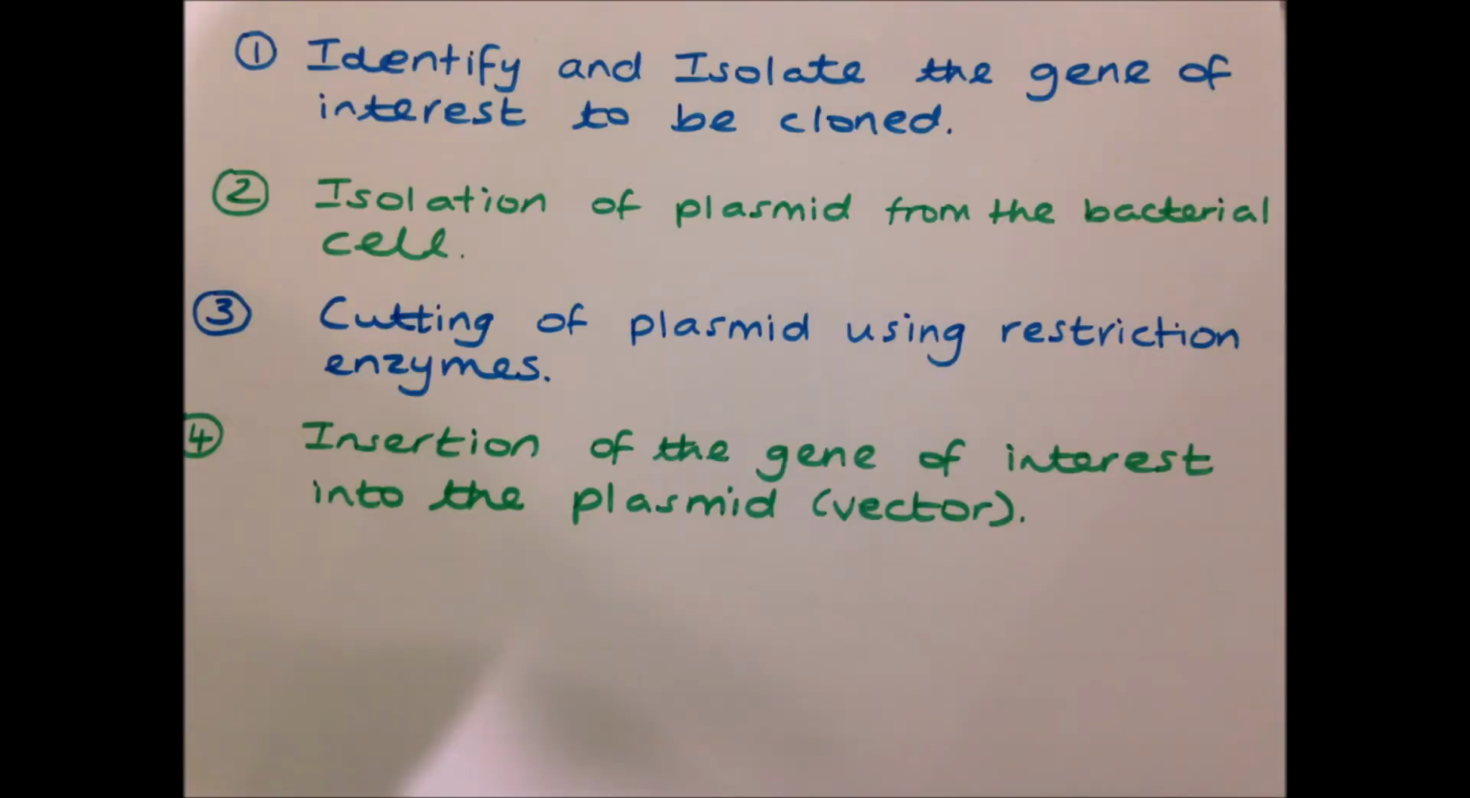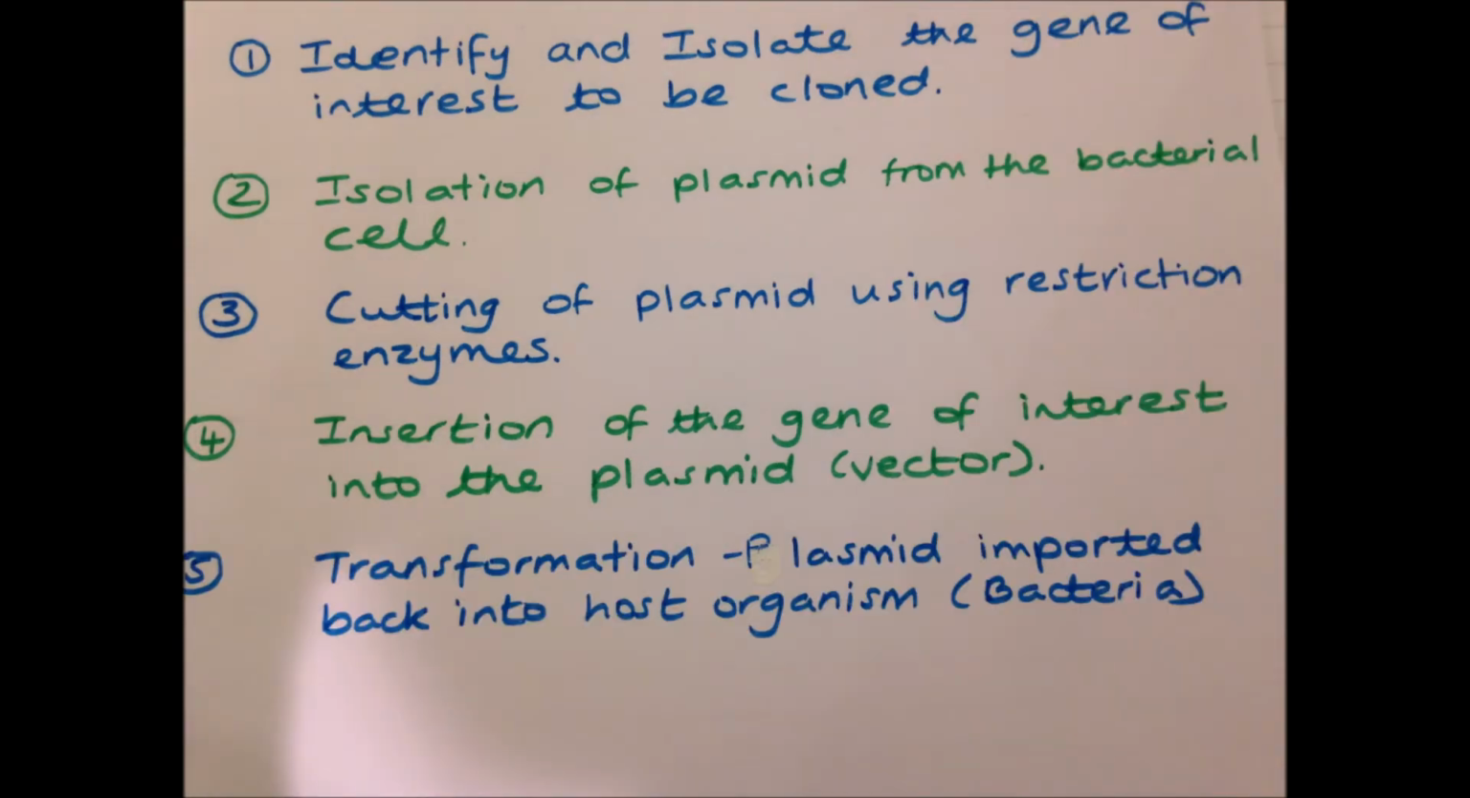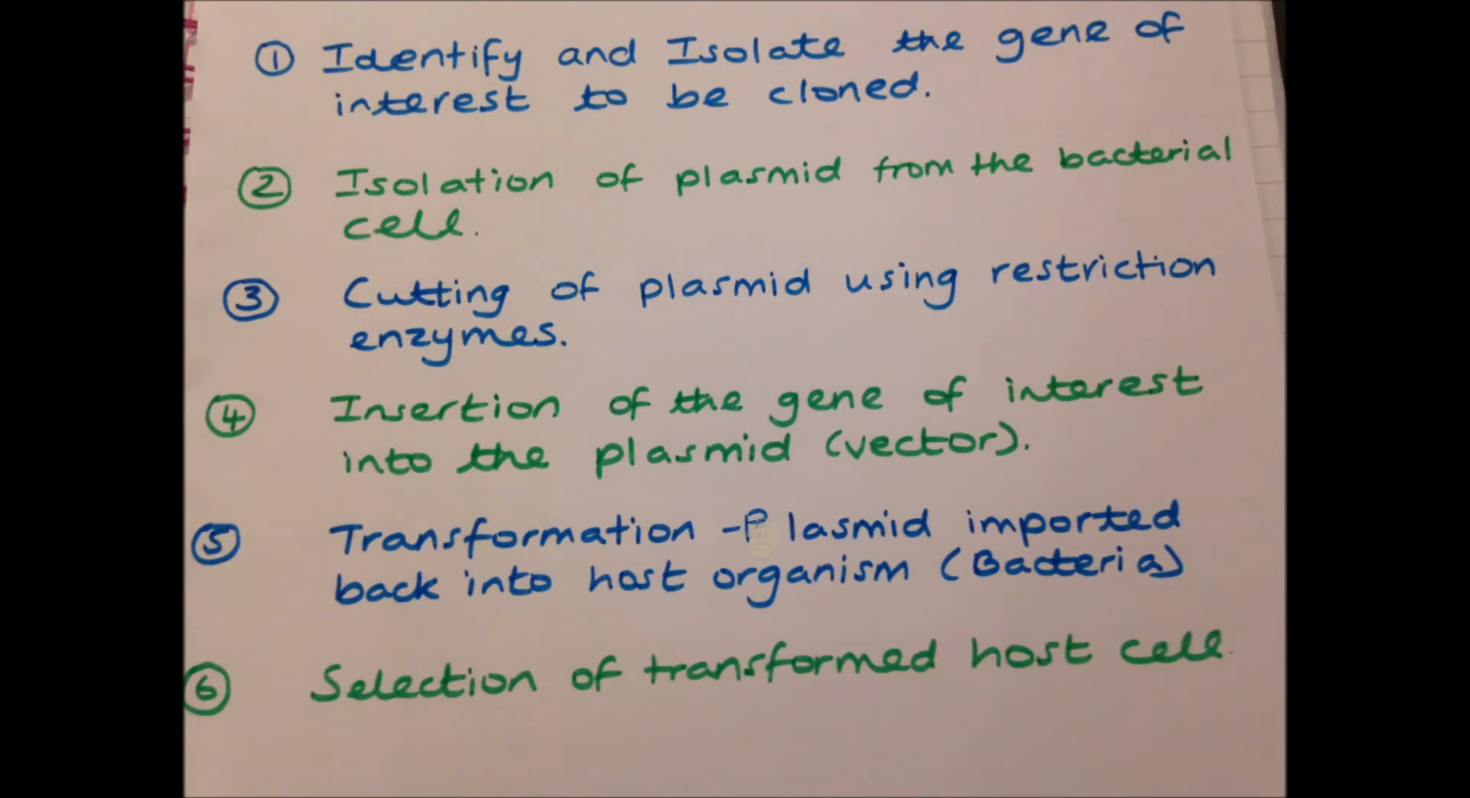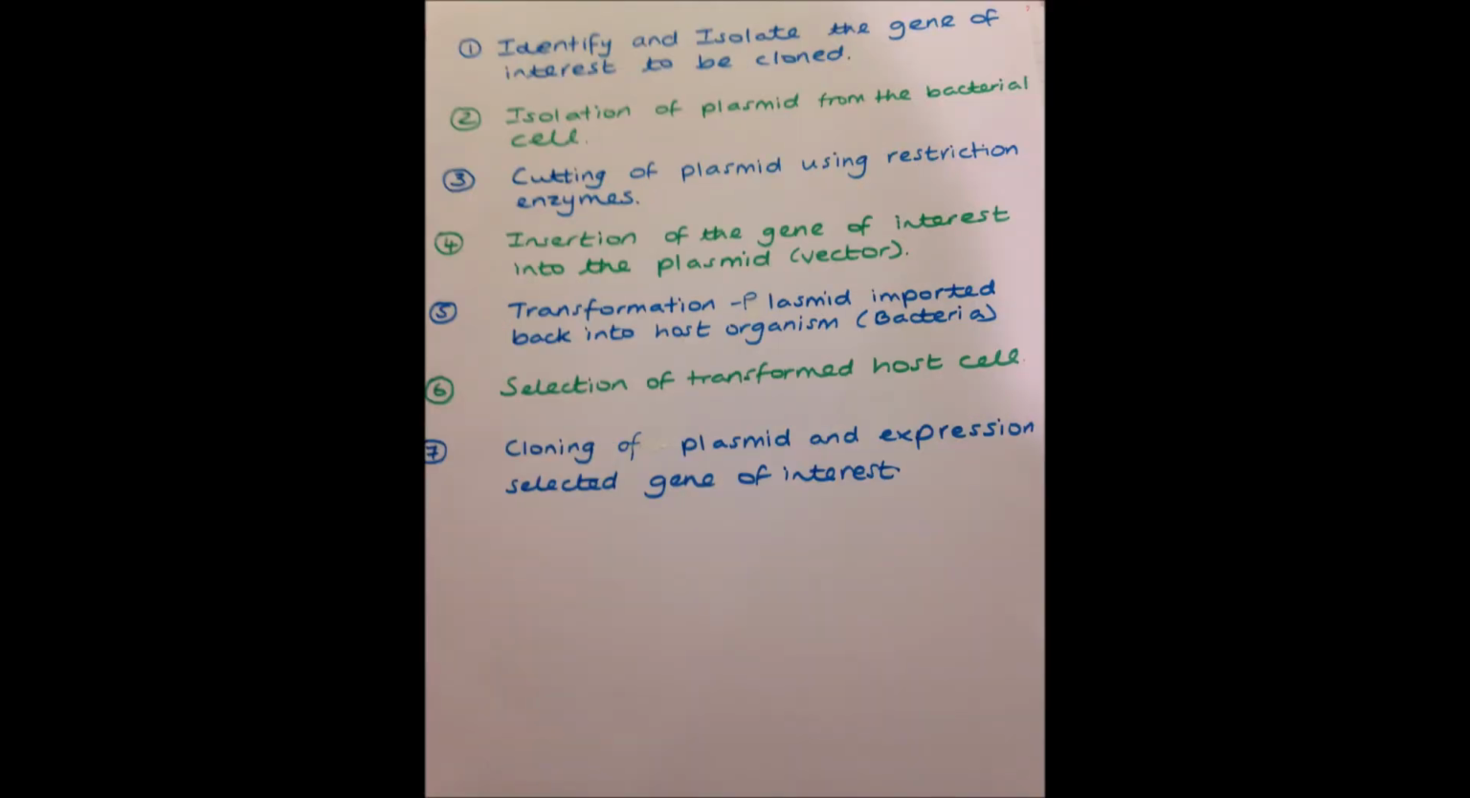Insertion of the gene of interest into the plasmid vector. Then, transformation occurred. This is when the plasmid was imported back into the host organism. Selection of a transformed host cell for us to study, and cloning of plasmid and expression of selected gene of interest to produce a protein.